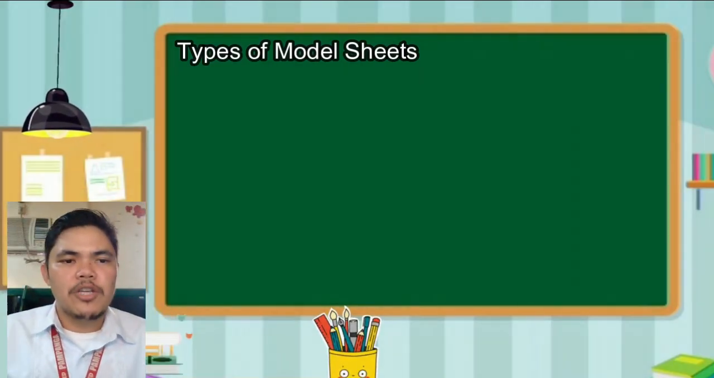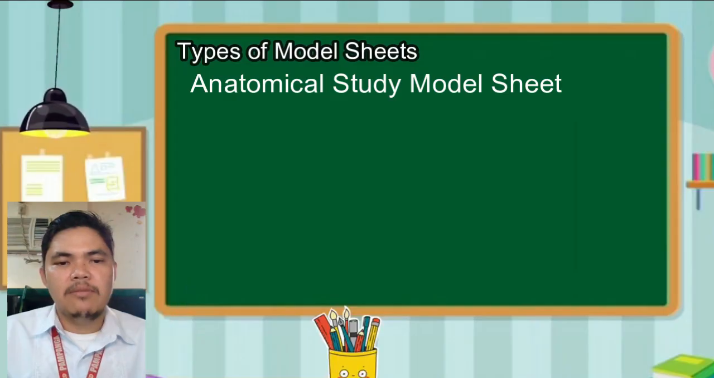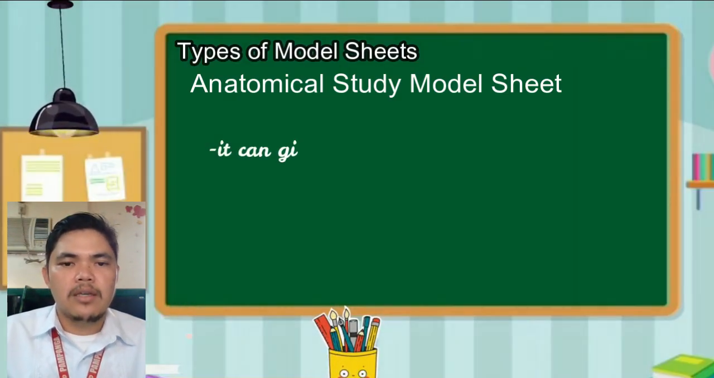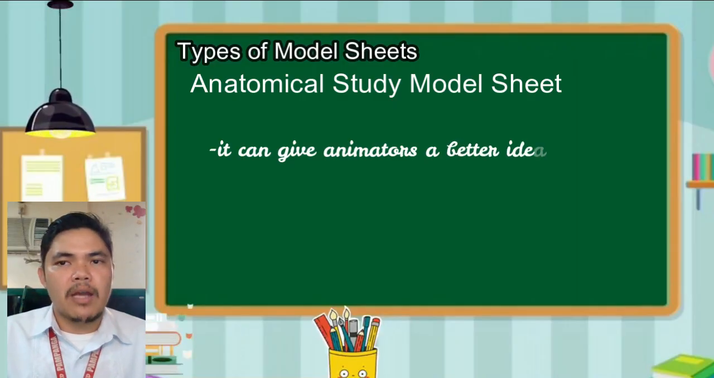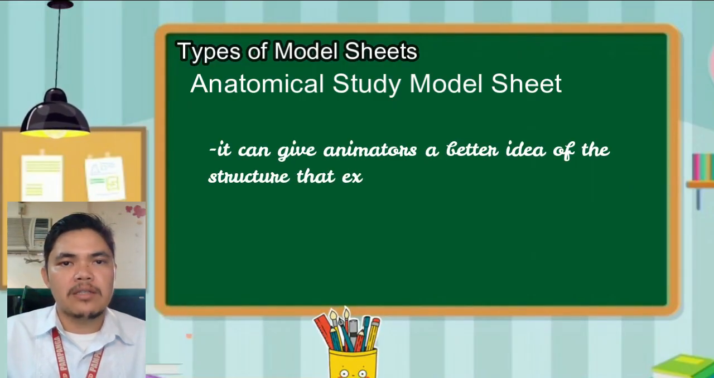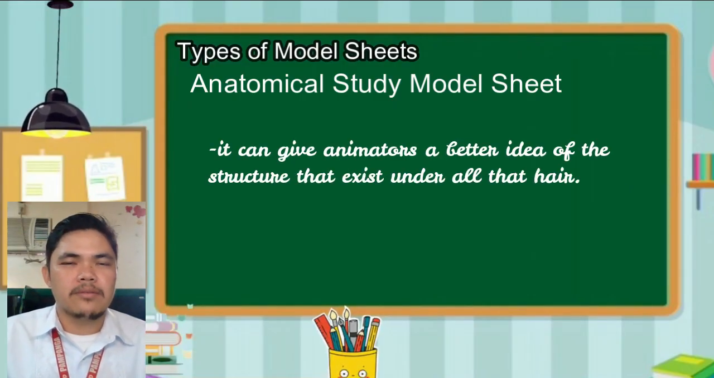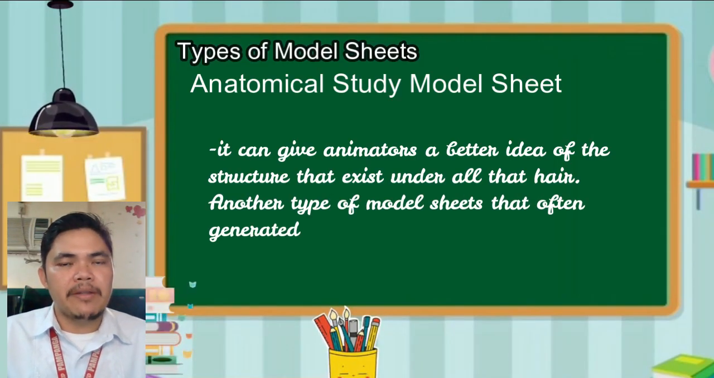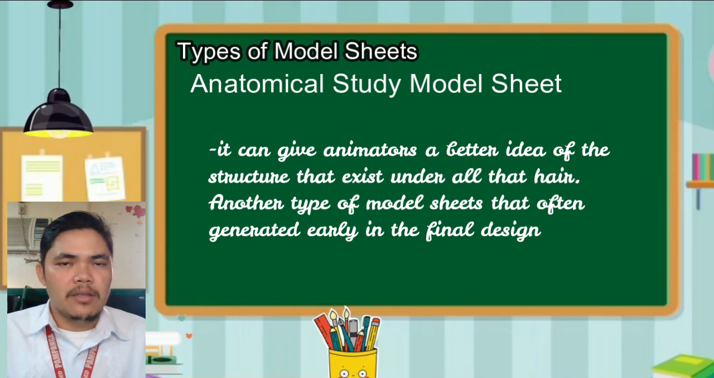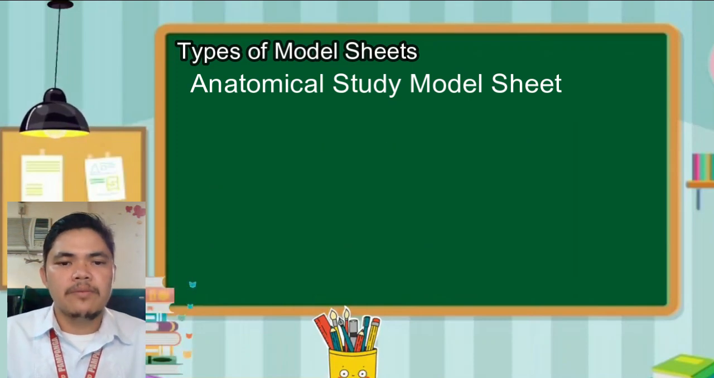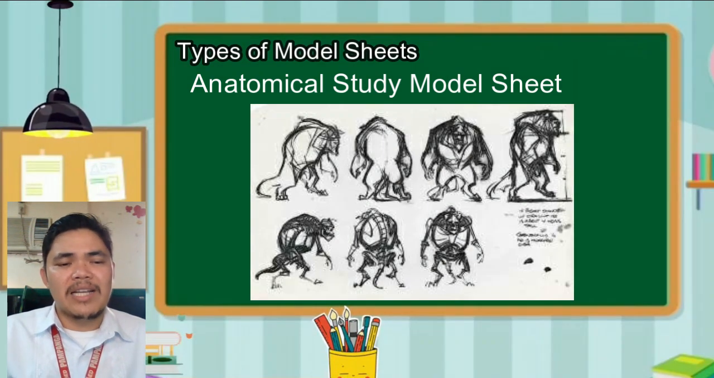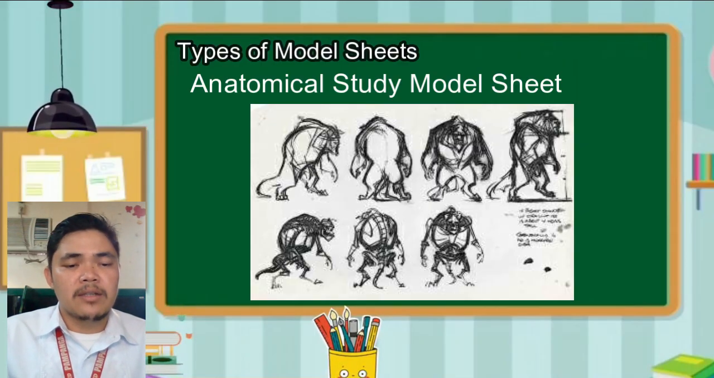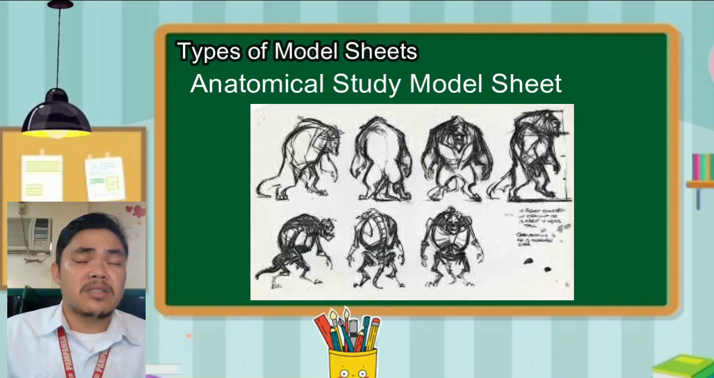The next type of model sheet is what we call the anatomical study model sheet. So when you say anatomical study model sheet, it gives animators a better idea of the structure that exists under all that hair. So another type of model sheets that can often be generated early in the final design process. Okay, so as you can see in our example, again we have this. So when you say anatomical, this pertains to the shape of the body. Especially if your character's hairy, no?